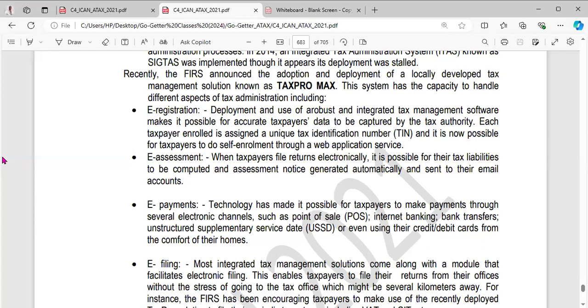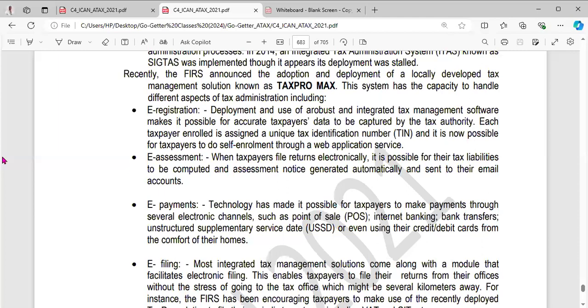Although the Nigerian system has been doing one for going to 2 months now, the e-registration has not been completed because of the way the Nigerian system works. But the point here is e-registration is available because of technology. Then we have the e-assessment.